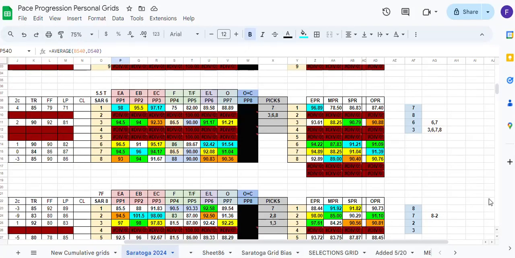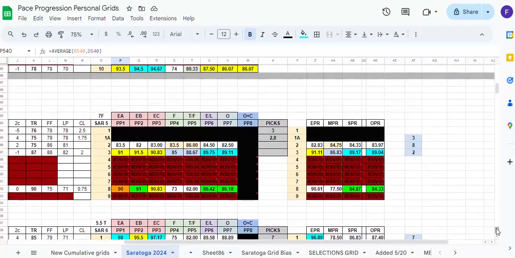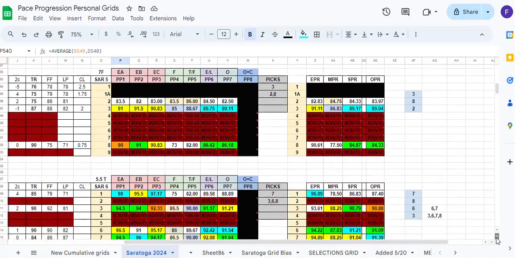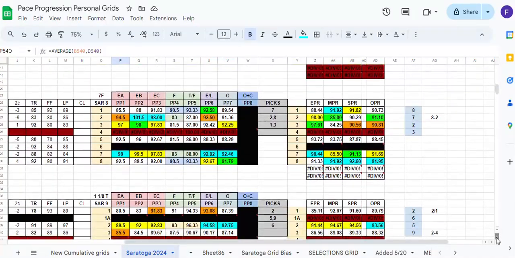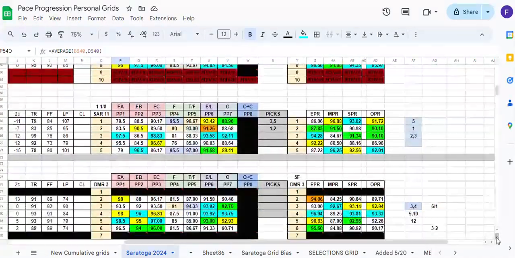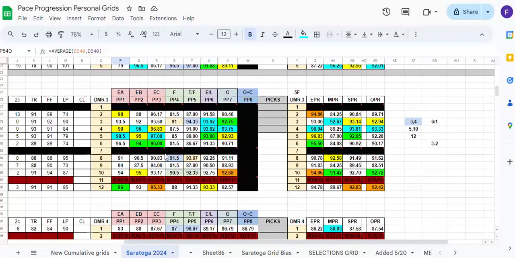I hit a double in one. I'm going to show you that race. But I hit the double before I used the cumulative grids. I threw the cumulative grids in to see what's going to happen here and what it's going to tell me. So let me go down to a race that I want to show you. All right, here's one.